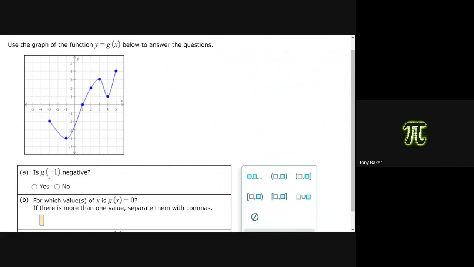All right, remember your function notation. The parenthesis is x. So they're telling you x is -1. So at x is -1, is the answer negative? Yes. If it's giving you the value outside, such as this, it's giving you the y value. So this is saying at y is 0, what is x? So at y is 0, what is x? And that is 1.